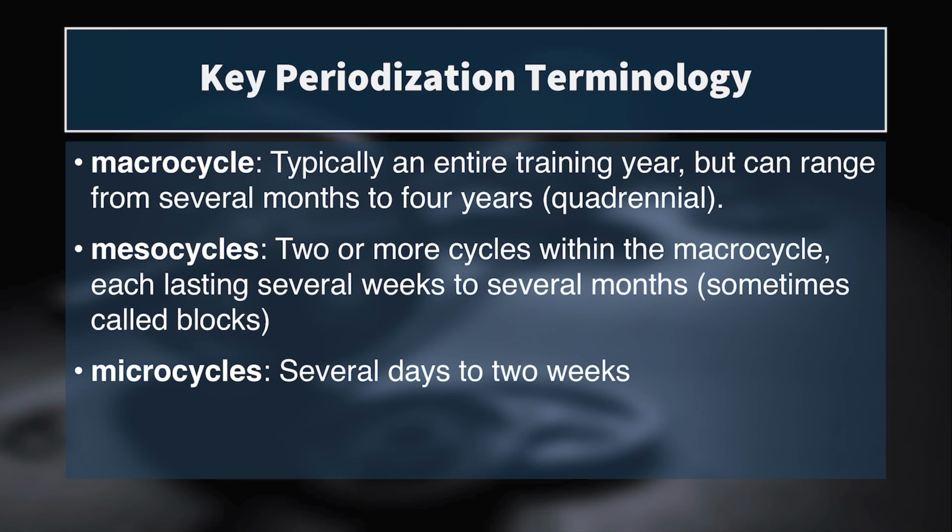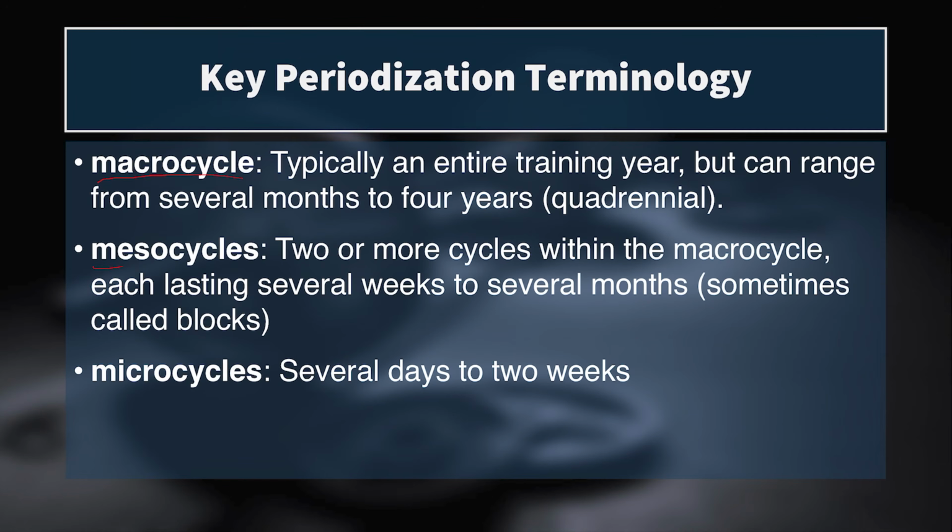Let's say you have a 2-season sport athlete, maybe a soccer player who also does basketball or something like that. They may have 2 different macrocycles, one for basketball and one for soccer. So we talked about macrocycles.